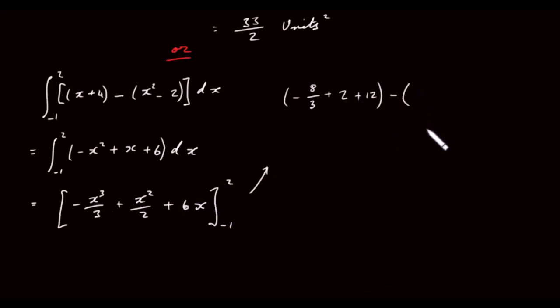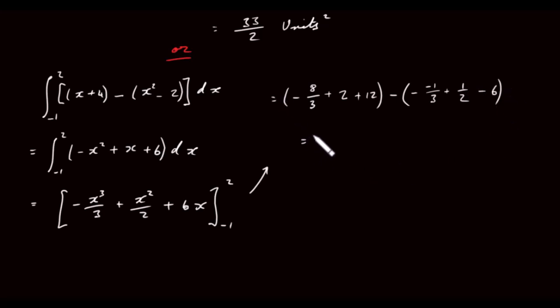So now let's substitute the -1 in. So we got minus, and then -1 cubed is going to be -1 over 3. Plus we got -1 squared, which is 1. So that's going to be 1 over 2. And then we've got -1 times 6, that's just going to be -6.